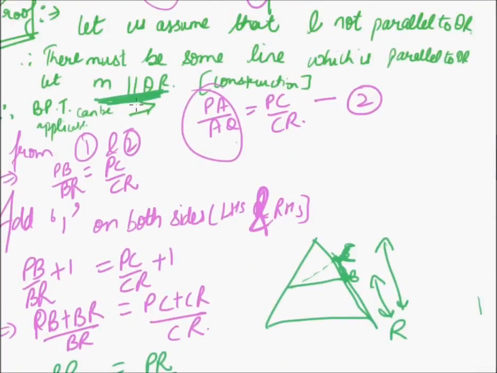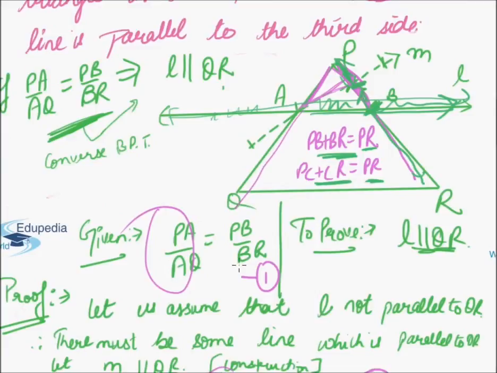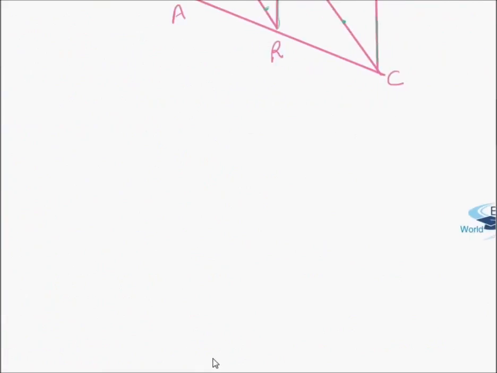Because if we have assumed M as QR, then these 2 points are coincident. Hence, the converse of BPT has been derived. That is, if a line divides 2 sides of a triangle in similar ratio, then the line is parallel to the third side. Now let us have some questions on this theorem.